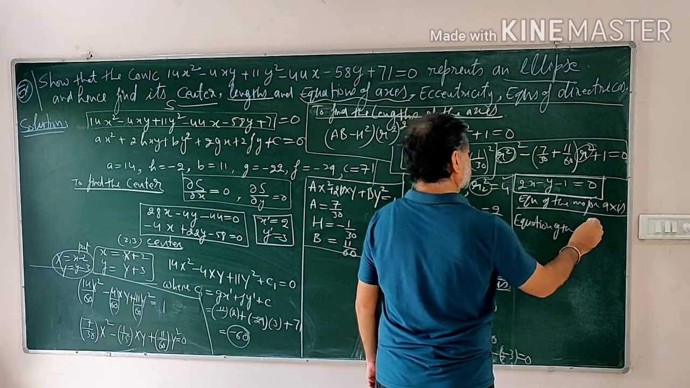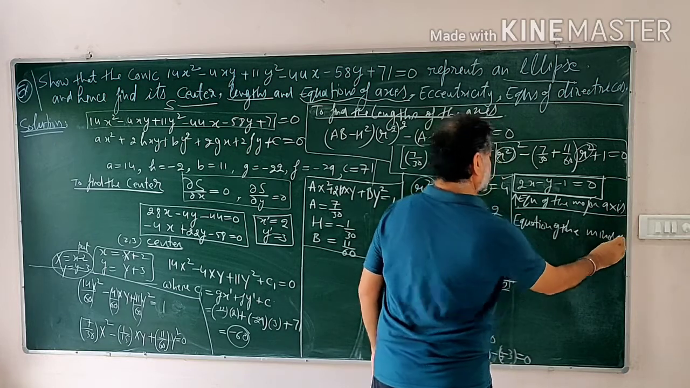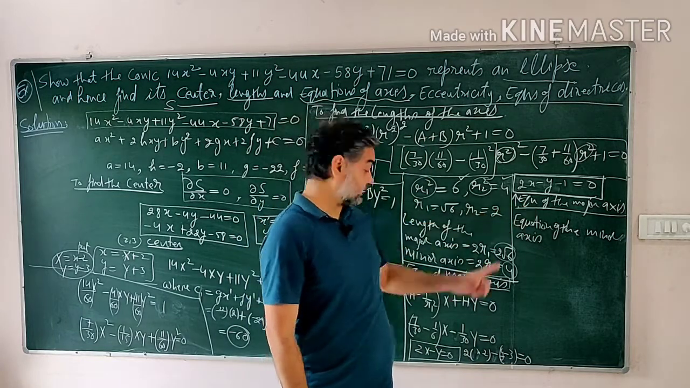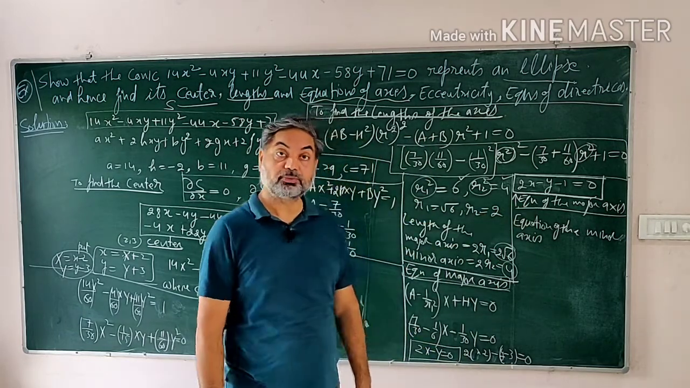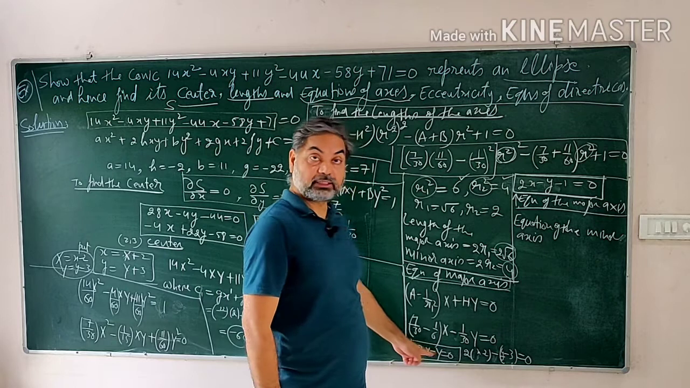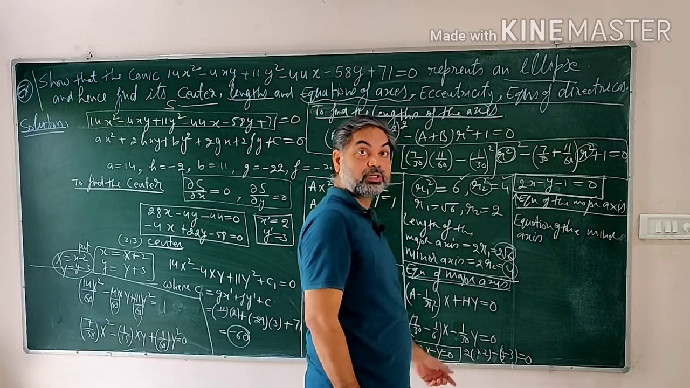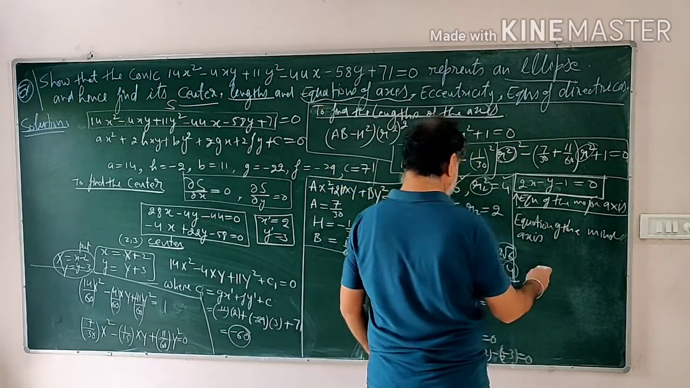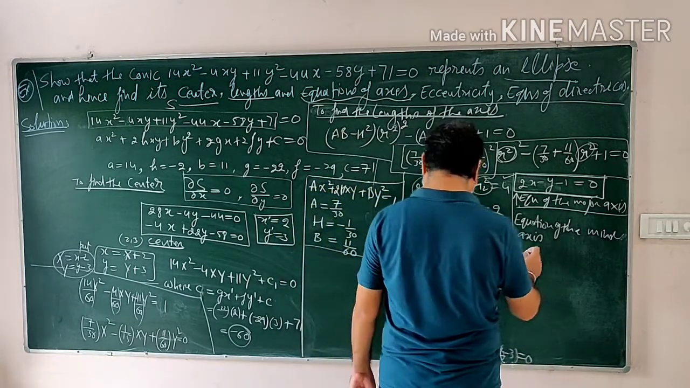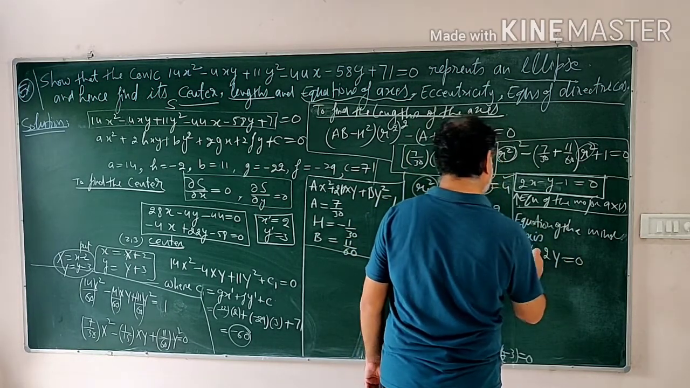Equation of the minor axis. The minor axis is perpendicular to the major axis. This is the equation of the major axis: 2X minus Y equal to 0. Since the center of this conic is 0, 0, capital X equal to 0 and capital Y equal to 0. The line perpendicular to this would be x plus 2y equal to 0.